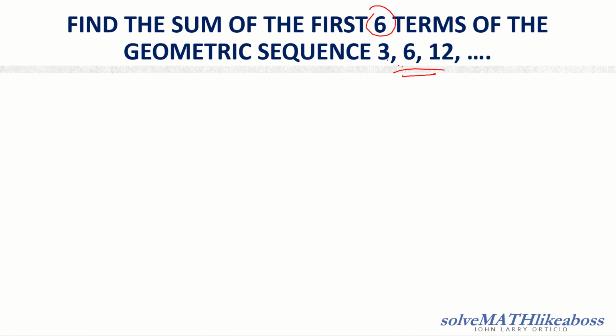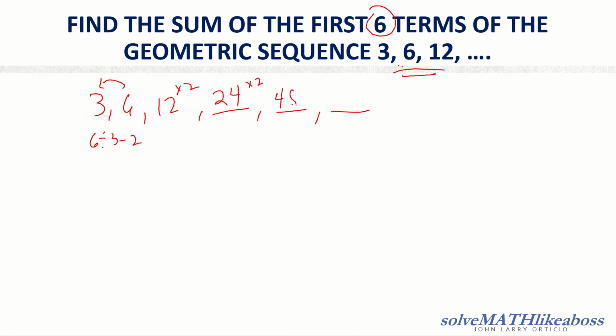Meron ka ng tatlo. So, 3, 6, 12, kailangan mo pa ng tatlo. 1, 2, 3. Ito ba yung common ratio para makuha natin yung susunod? I-divide mo lang. 6 divided by 3. So, that's 2. So, ibig sabihin, times 2 ng times 2. Pag tinimes natin by 2, 24. Times 2, 48. Times 2, 96.